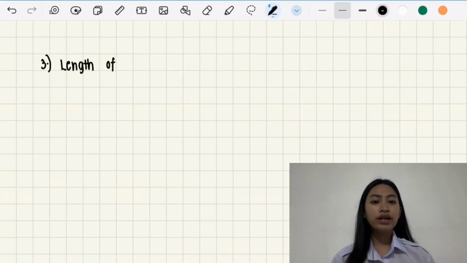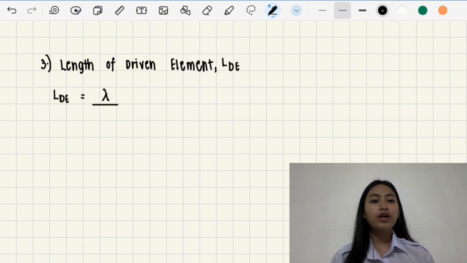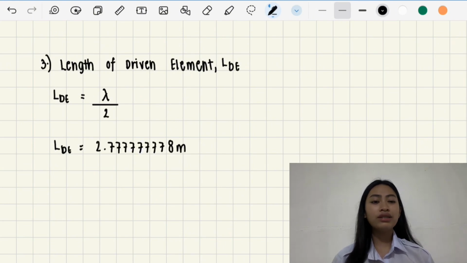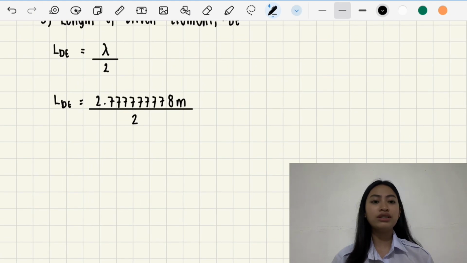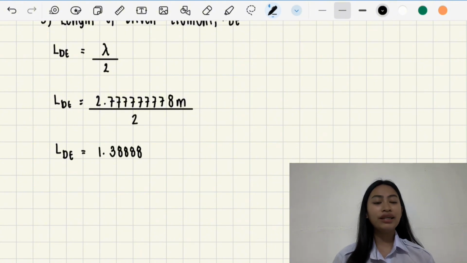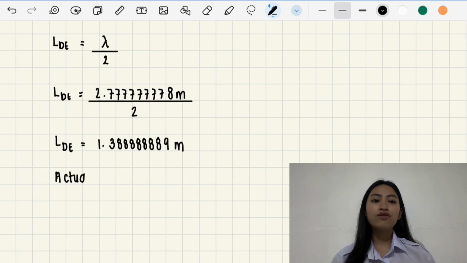To get the length of the driven element or LDE, the formula would be LDE is equal to lambda divided by 2. We already have the given wavelength, which is 2.7777777778 meters. To substitute the values for the solution, LDE is equal to lambda divided by 2. Then LDE is equal to 2.7777777778 meters divided by 2. The answer would be LDE is equal to 1.388888889 meters.